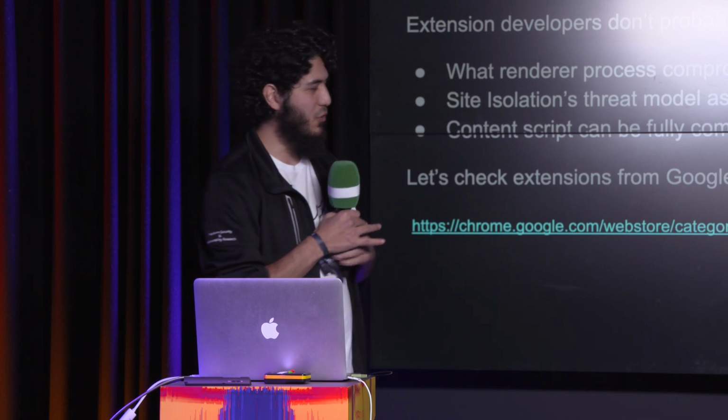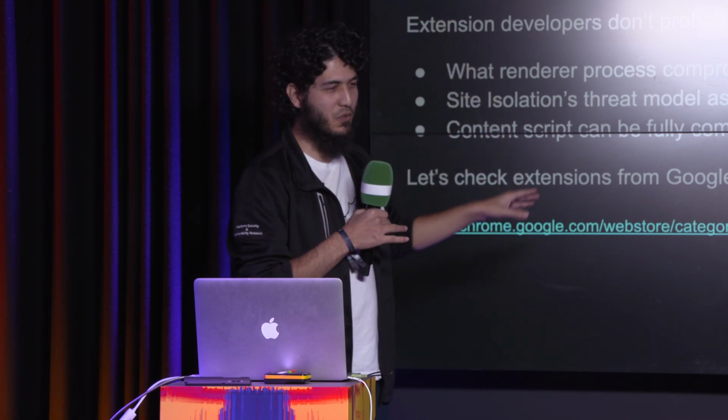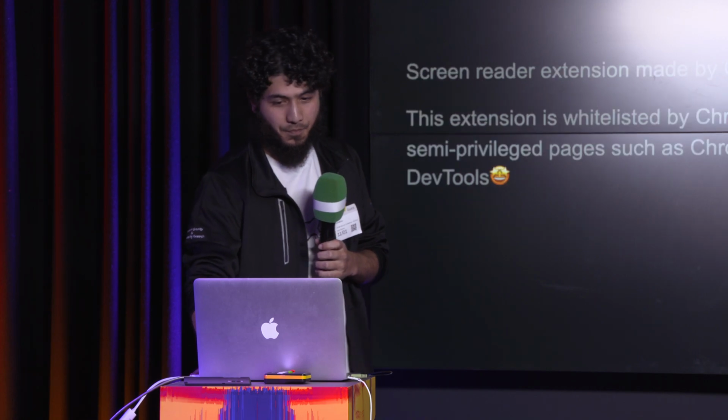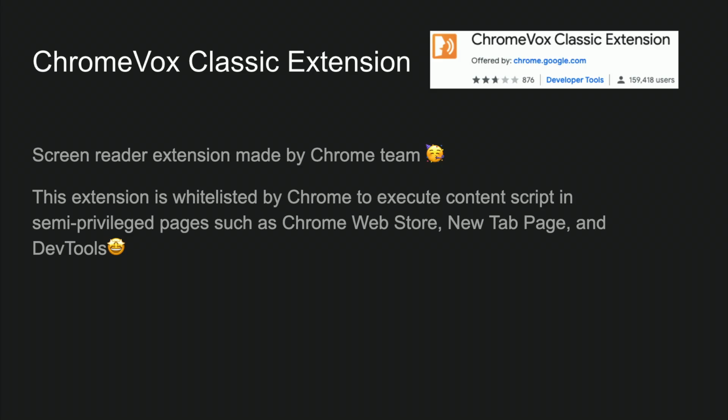This is the URL where you go and see all extensions that are eligible for the Google bug bounty. This is a great extension because it's built by the Chrome team. If I find bugs there, I can already prove that it doesn't work, because the Chrome team can't implement it, right? And this extension was also privileged because it's whitelisted by the Chrome browser. So it has access to the web store, DevTools, and the new tab page, which extensions usually don't have access to.